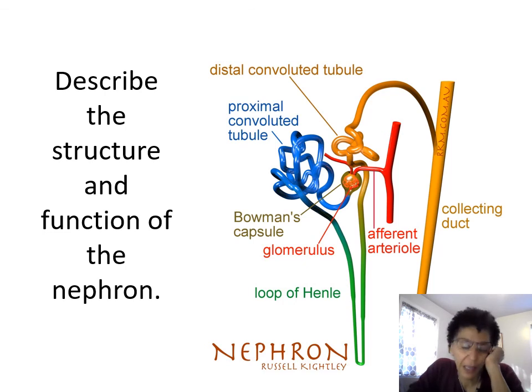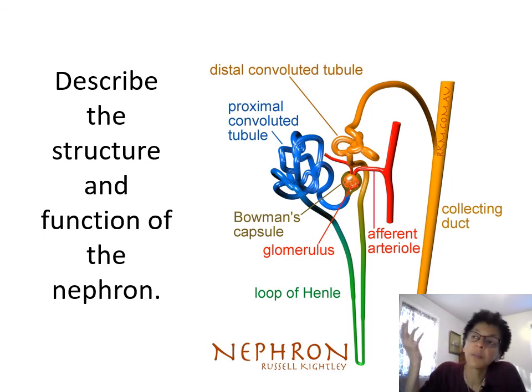All right, you should be able to trace something through the nephron, identify each part of the nephron, basic overall tissue type, basic overall function. So, glomerular capsule, simple squamous, filtration. Proximal convoluted tubule, simple cuboidal, reabsorb, secrete organic-based molecules.